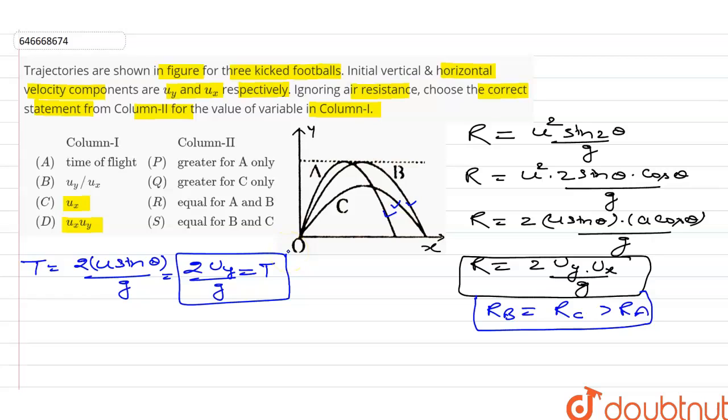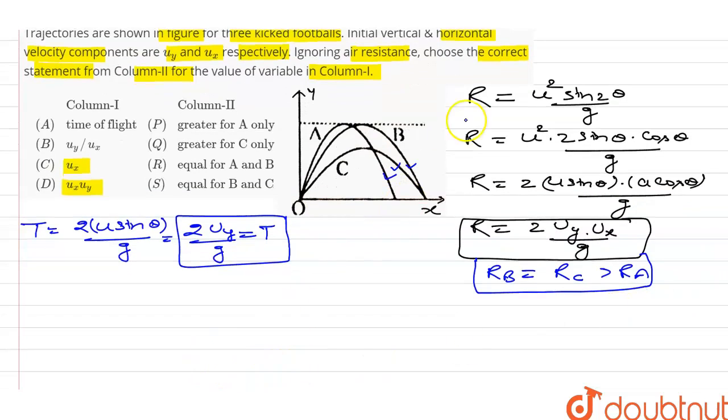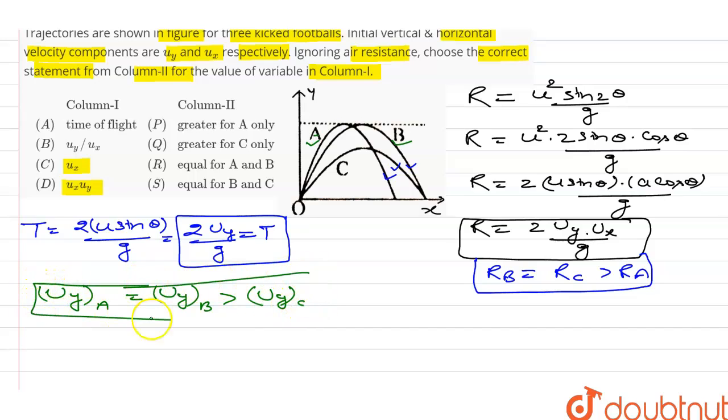After that, if we talk about the vertical component of initial velocity, we are seeing that particles A and B are moving up to the same height. So the vertical component of initial velocity will be the same for A and B. So we can write uy for A is equal to uy for B, which is greater than the component of initial velocity in y direction for C. So this equation can be written.